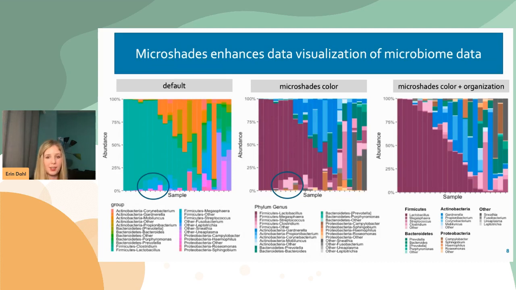This last plot uses Microshades CVD accessible colors and Microshades organizational functions. So within each of the vertical columns, the firmicutes phylum is now organized, so the layout of the data better improves visibility of trends. The most abundant genus is also the darkest shade, and this same organization is reflected within each of these vertical columns. Additionally, Microshades was used to generate this custom legend that further shows the organization of the data.